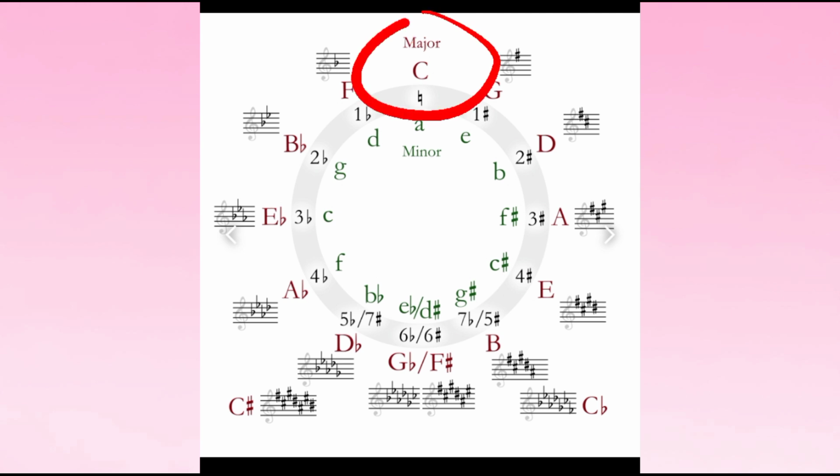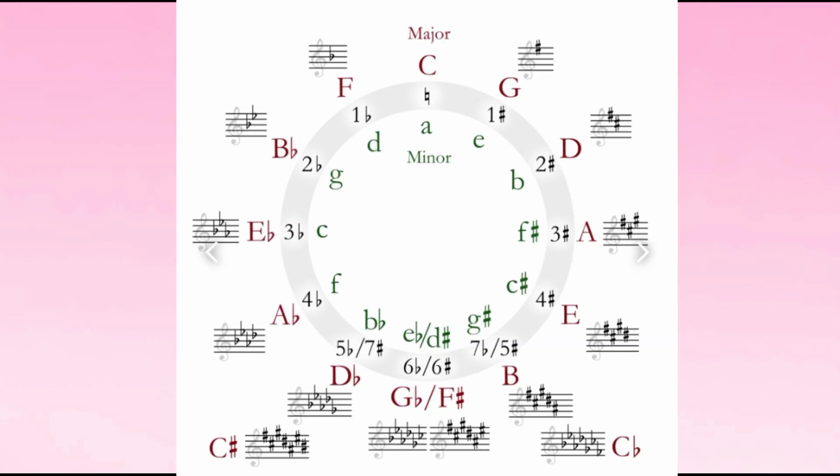If you follow the chart clockwise, you will see that a sharp is added with each key. C major contains no sharps. G major contains one sharp. D major contains two sharps, and so on. Additionally, you may have noticed that the pitches that correspond with each key are a perfect fifth higher than the previous pitch that came before in the circle.